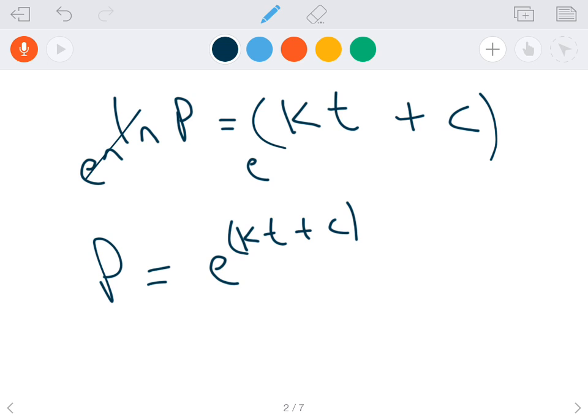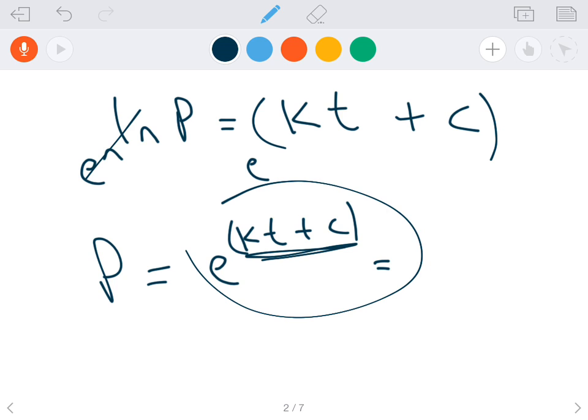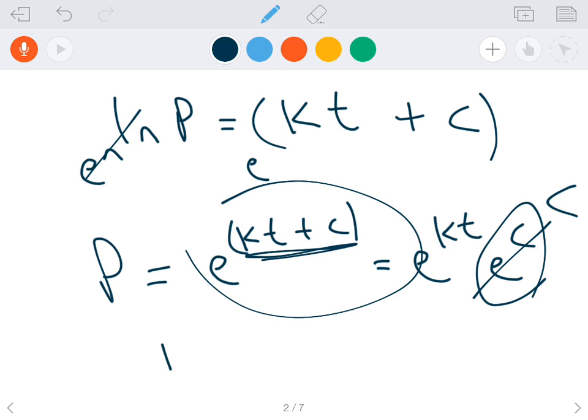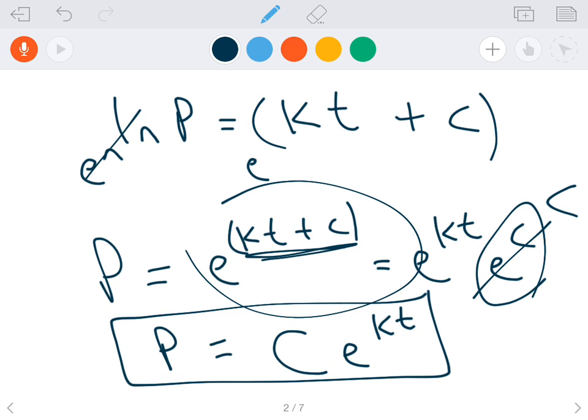If I think a little bit more about this exponent, I can rewrite it. I know that when I multiply like bases, I add the exponents. Here the exponents are added, so if I go backwards, I can say that it's multiplying. So that's e to the kt times e to the c. And e to the c, I'm just going to call that c. So I have that p is equal to c e to the kt. Once you know that's the exponential growth and decay equation, you can go straight to it, but I think it's a good exercise to show that at least once.